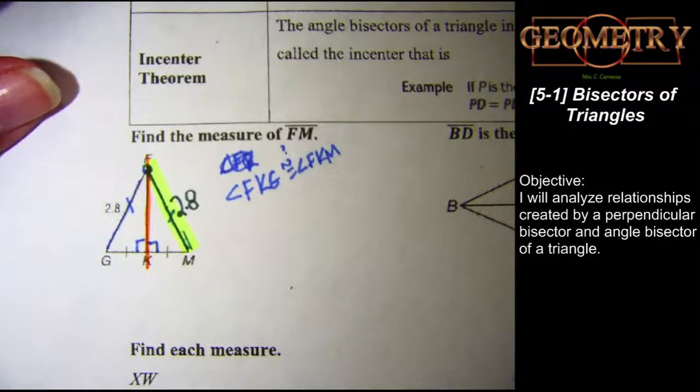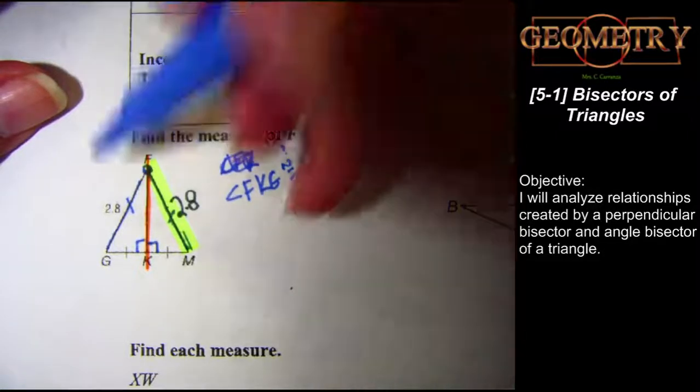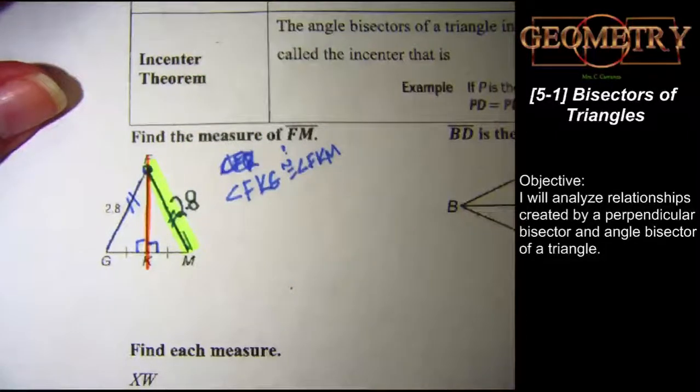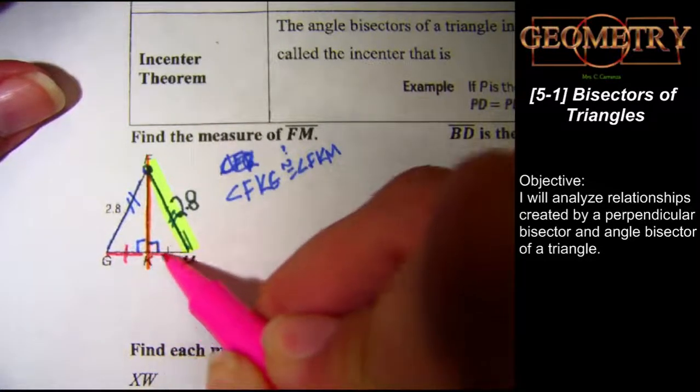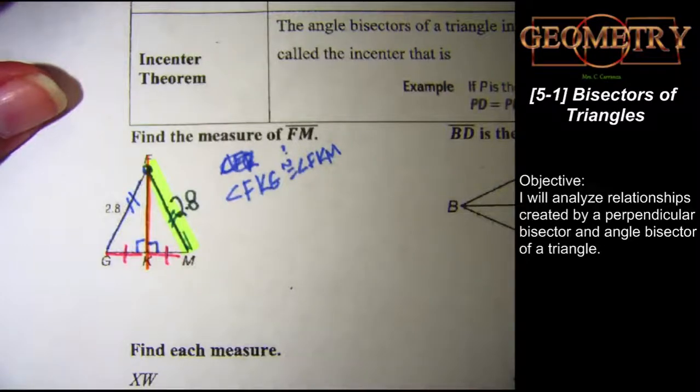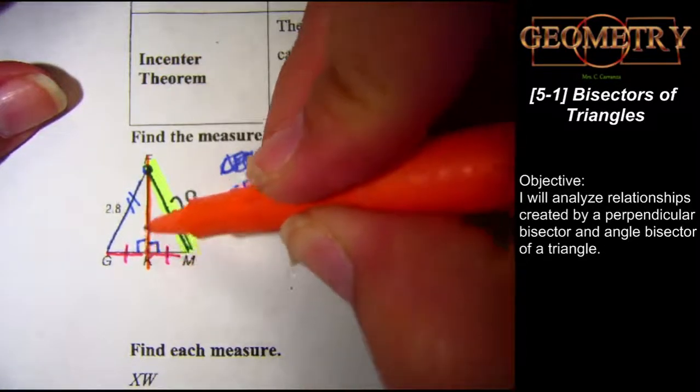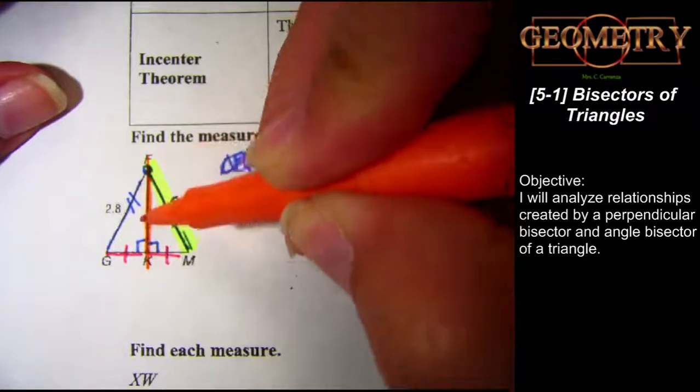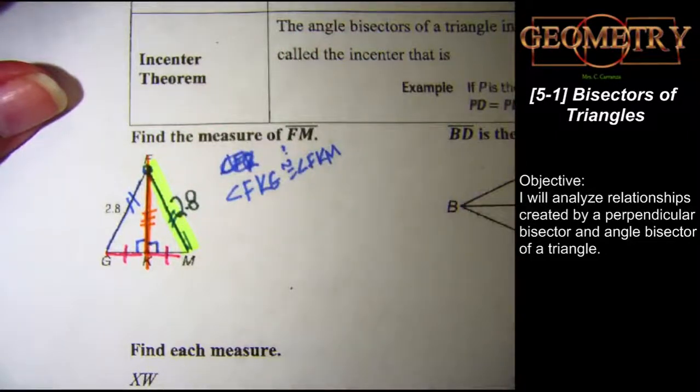Exactly. Wait, so are all the angles congruent? Because you have one top and one bottom. Great question. The question was, does this mean all parts of these triangles are congruent? I have these sides congruent to each other, those angles congruent to each other, and this side congruent to this side because it's the same segment, which means the triangles are congruent by side angle side.